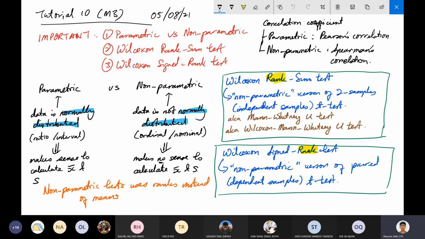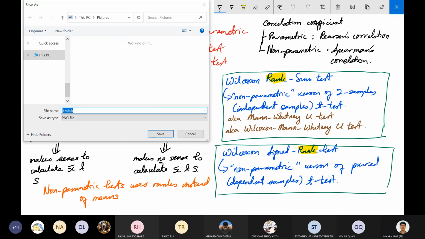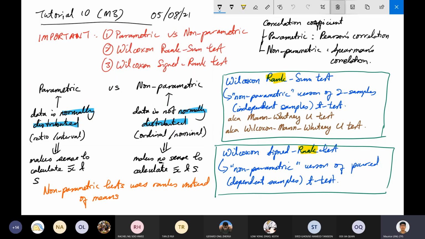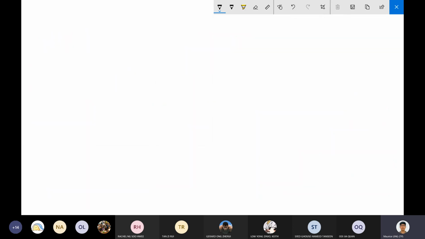Having said that, I actually dislike non-parametric tests because they are so tough to use. At least they are tough to calculate by hand. Okay, so let's get started on this. Let's go to our question number two.